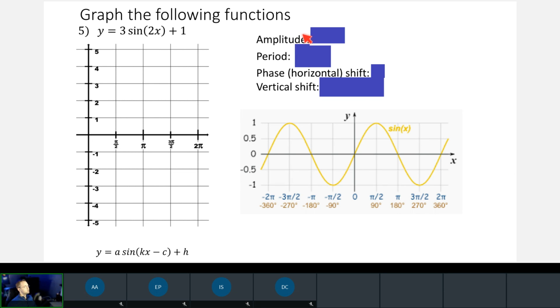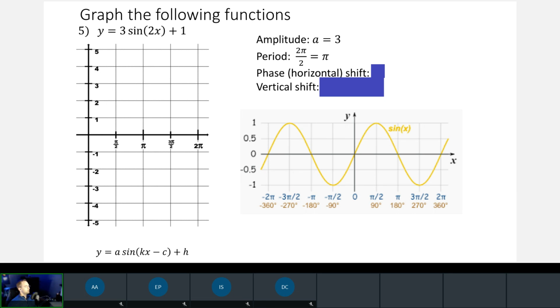All right, class. Volunteer, want to tell me the amplitude for this one? Chat works too. Yep, 3. 3 is correct. All right, chat, what is the period? Period is in fact pi, because we took that coefficient, that k, and we took 2 pi divided by 2, and that's how we got pi for the period. So that means that our graph is going to be squished in the horizontal direction.